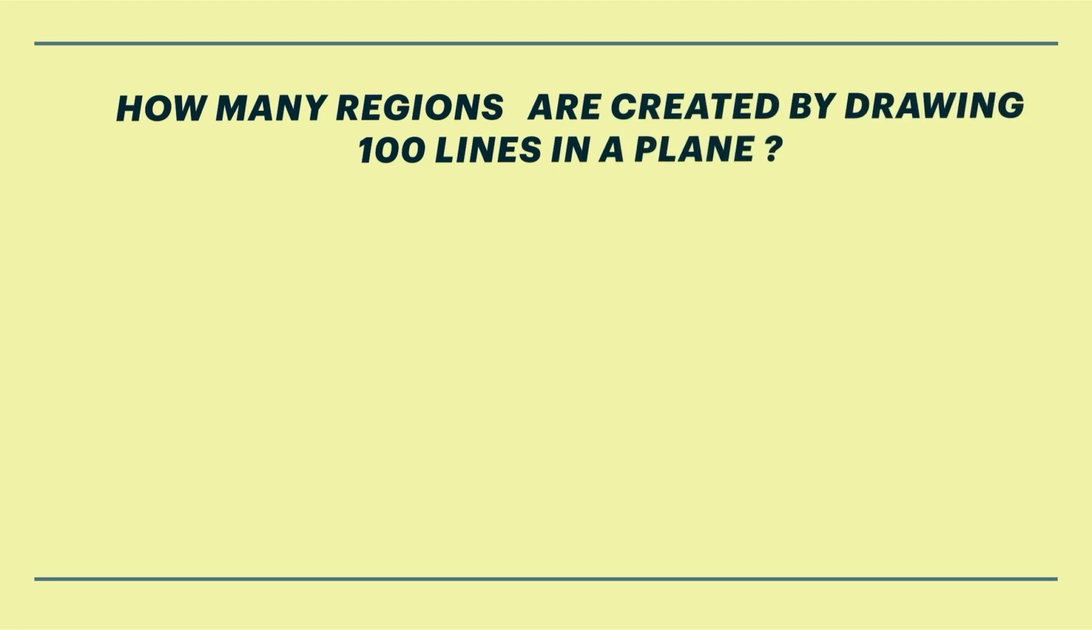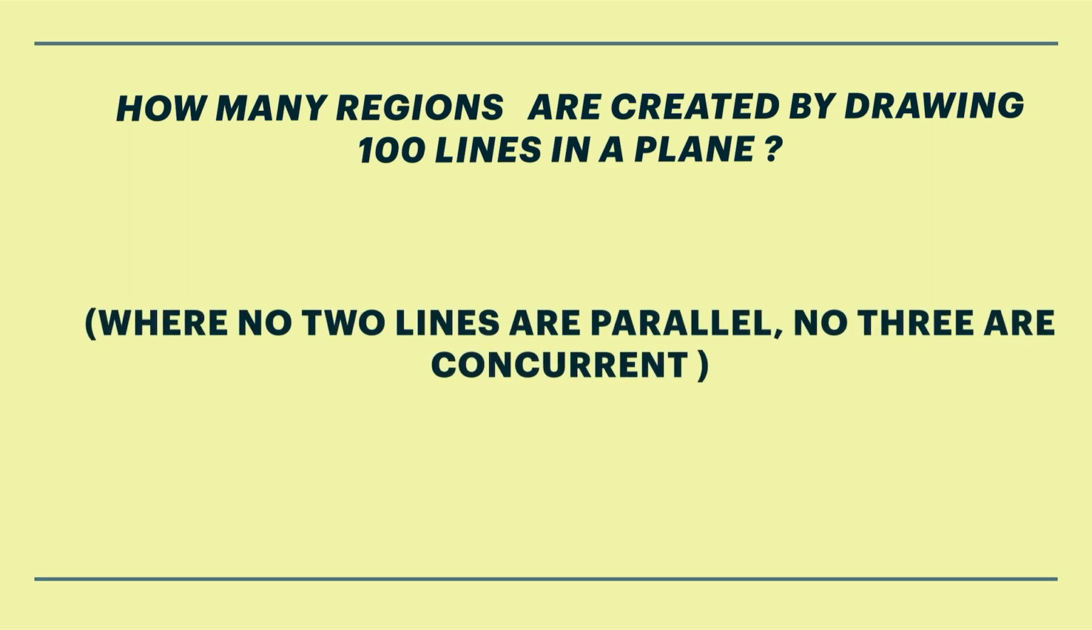The problem is how many regions are created by drawing 100 lines in a plane where no two lines are parallel and no three lines are concurrent. That means no three lines would pass through a fixed point. So you should understand the question more clearly.